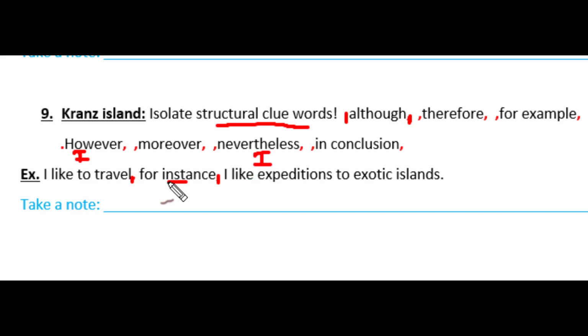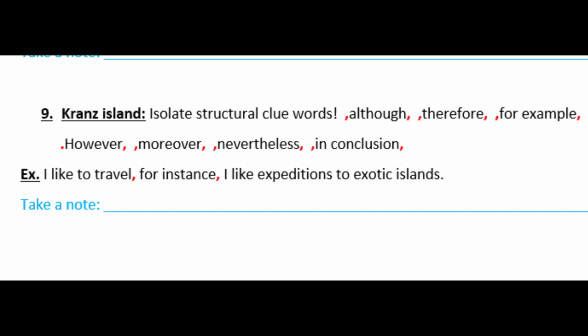All right. You'll notice that "for instance" is not connected to this clause, and it's not connected to this clause. It's independent. It's doing its own thing in the middle of the ocean. It's isolated. It looks like a little island. That's why we call it Cranes Island.